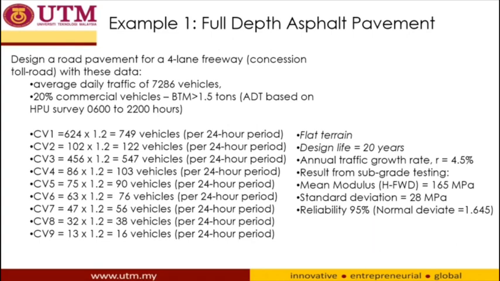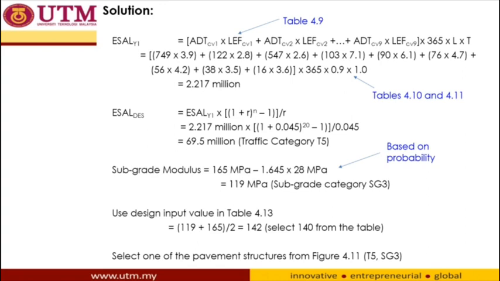Okay, let's have a look at the solution. Okay, first we have to estimate ESAL in year 1. So looking at the equation, each of the ADT is multiplied with the load equivalency factor as given in table 4.9, and then multiplied with 365 for 1 year and 0.9 for the lane distribution factor and 1 for the terrain factor. These two factors can be referred to tables 4.10 and 4.11.